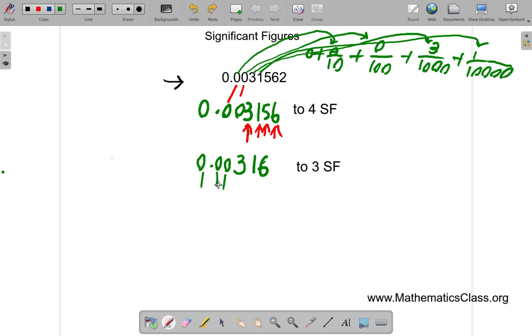Alright, okay, good. So as I said, I want you to finish this off by writing the number to 2 and then 1 significant figure.